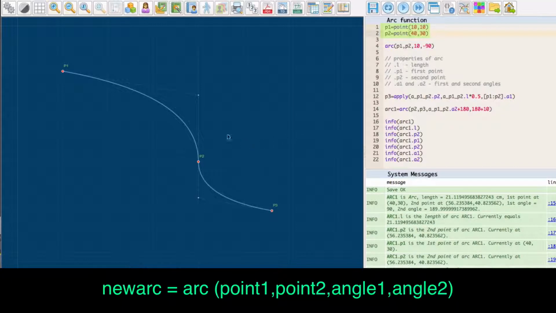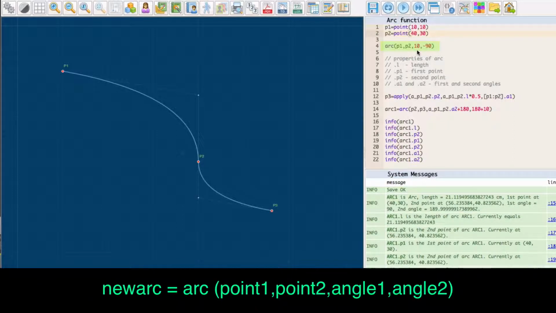I created points P1 and P2 using the function point. Now we can draft the arc. The syntax of this function is as follows: the word arc, brackets open, starting point, end point, angle at the starting point, angle at the end point, brackets close.